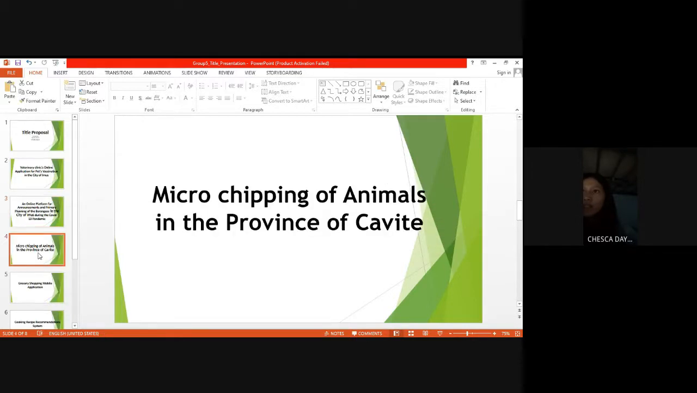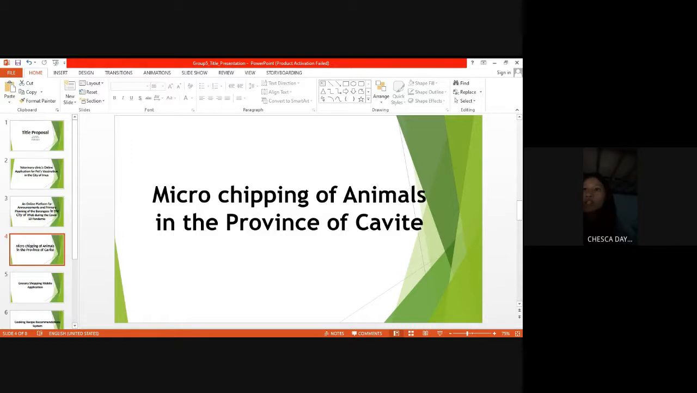Next is microchipping of animals in the province of Cavite. A microchip is an identification tag that is inserted under the skin of an animal. It is smaller than a grain of rice. Microchipping doesn't affect the animal; the procedure involves inserting a microchip under the skin using a syringe. It uses passive radio frequency identification or RFID technology. It is also known as a PIT or passive integrated transponder tag.